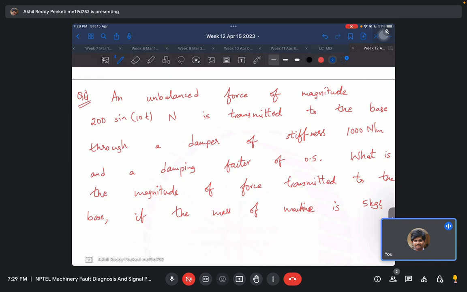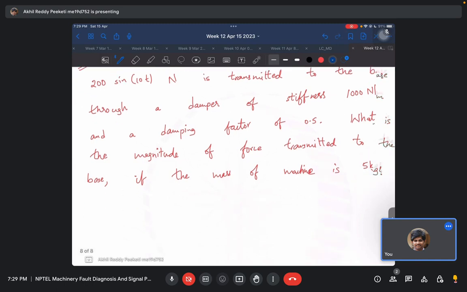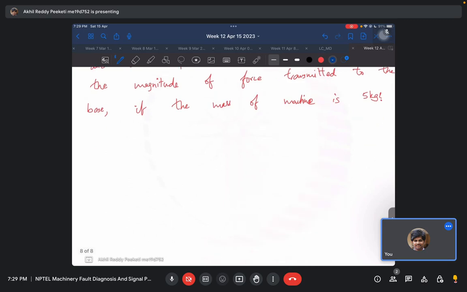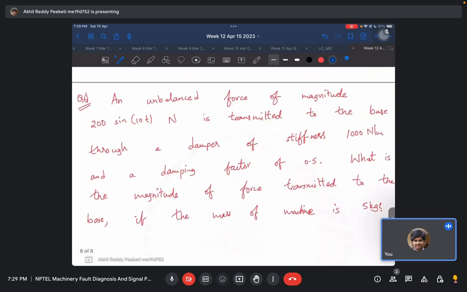So this is how much force is getting transmitted from the machine to the ground. You have been given the unbalanced force magnitude, the stiffness, the damping factor, and the mass of the machine.